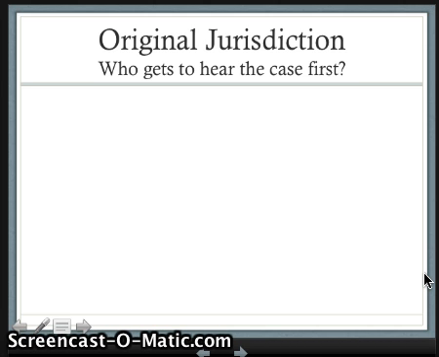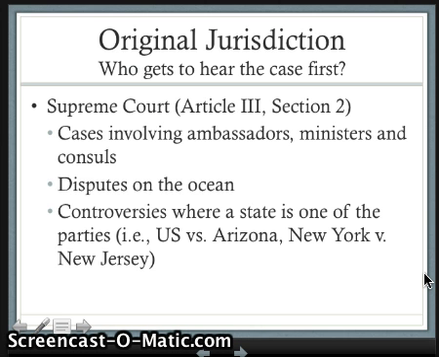Now, one of the big topics for this class, and it's a bit random, but we call it original jurisdiction. And what this means is who gets to hear the case first? Where do you start? The Supreme Court, in the AP exam, this might be one multiple choice question, can only hear a few kinds of cases. And this is in Article 3, Section 2 of the Constitution. It can hear cases involving ambassadors, ministers, and consuls.